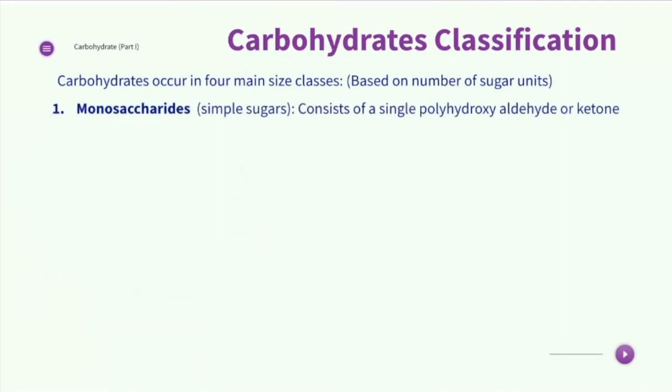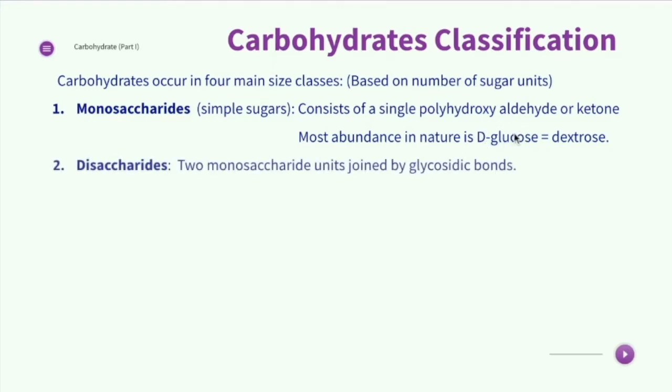So carbohydrates have distinct classes, four main size classes based on the number of sugar units. So monosaccharide is the simple sugar, consisting of a single polyhydroxy aldehyde or ketone, and the most abundant is glucose, in the D configuration, D-glucose or dextrose. And disaccharides consist of two monosaccharide units joined by a glycosidic bond. The common one is sucrose, which is made up of glucose and fructose.